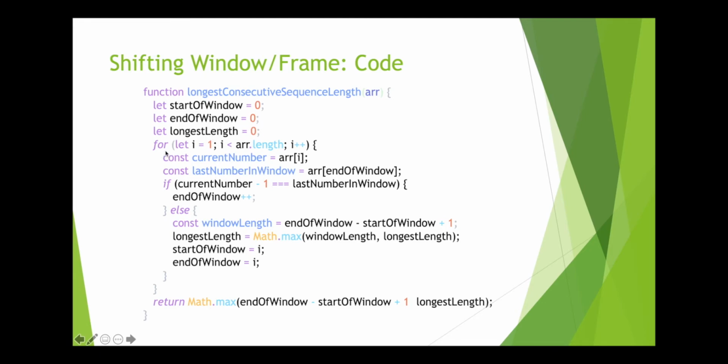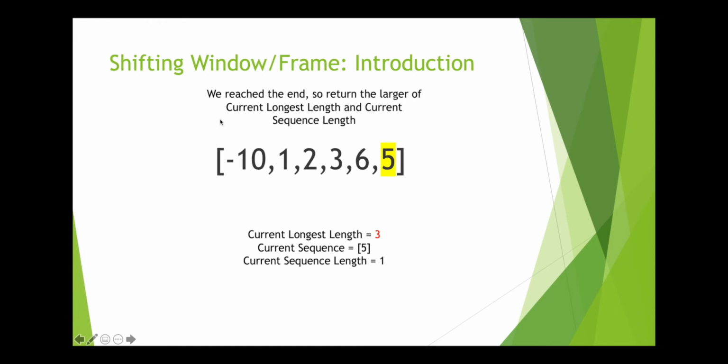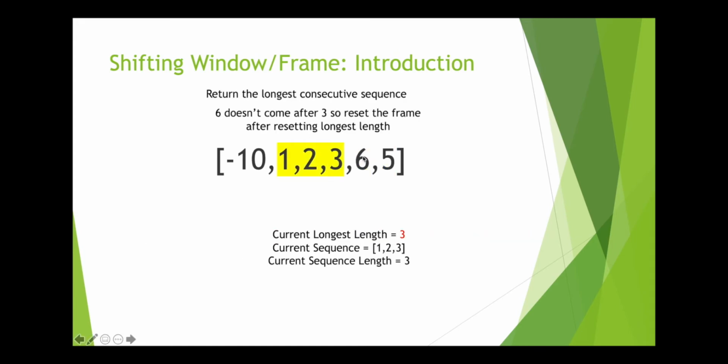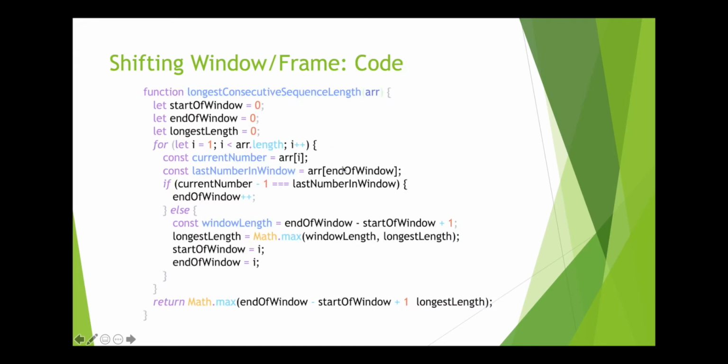So what happens here is we're looping through the array and we're doing current number is equal to array i. Notice how I said let i equals 1, because we instantiate everything at index 0, so we don't have to keep track of that. And then we're saying last number in the window is array end of window. So it's wherever our end pointer is. You can imagine in this case where we have 1, 2, and 3, the end pointer should be pointing at 3, right?